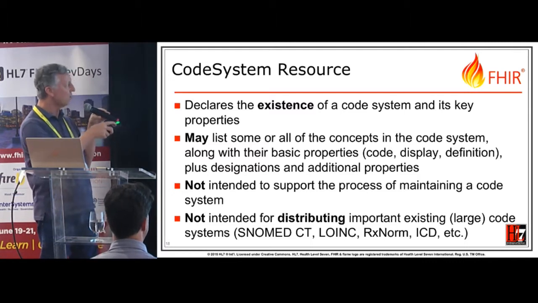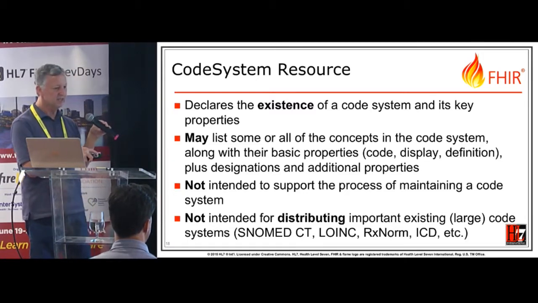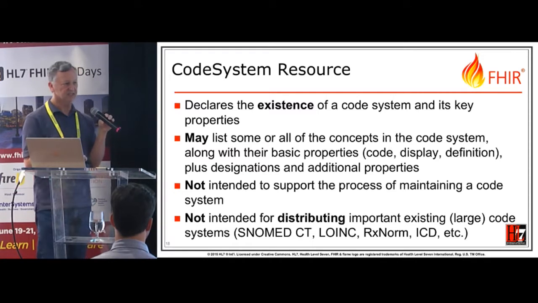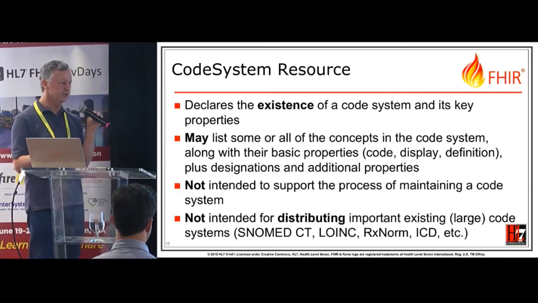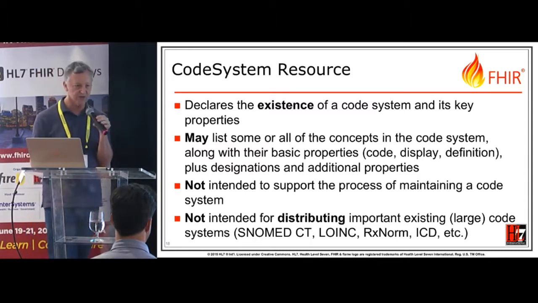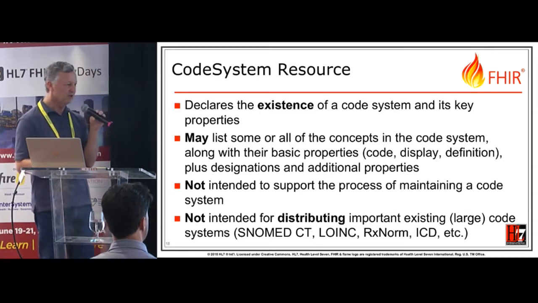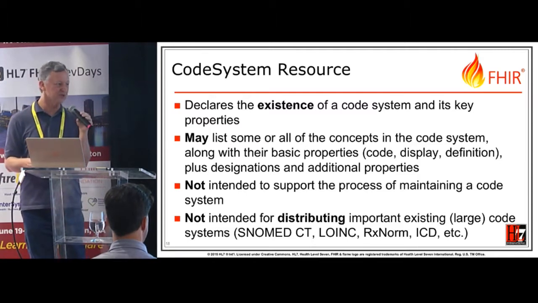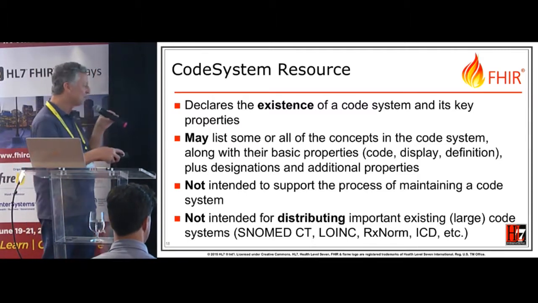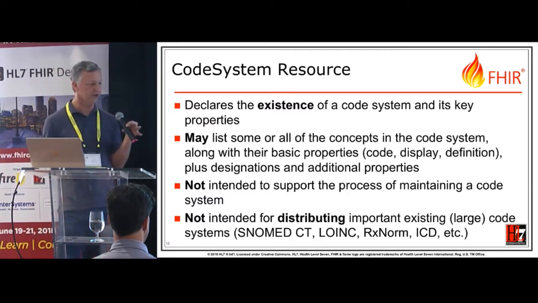And basically, you can declare what's supposed to be there, what can be there. But it's not intended to support the process of maintaining a code system. So we're not expecting SNOMED International to distribute and publish the new release of SNOMED CT using a FHIR CodeSystem resource, nor LOINC. Neither one of those or any of the other big ones. We wouldn't expect that, and it probably wouldn't work in any of our servers if they tried. So at least not yet, anyway. But that's not the intent. And we can declare how they're supposed to work in our system.